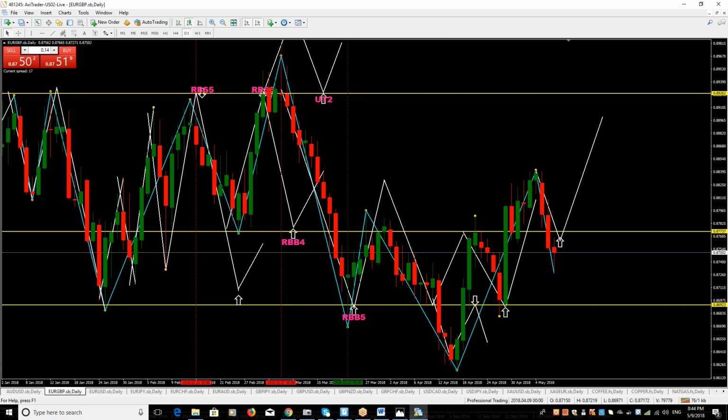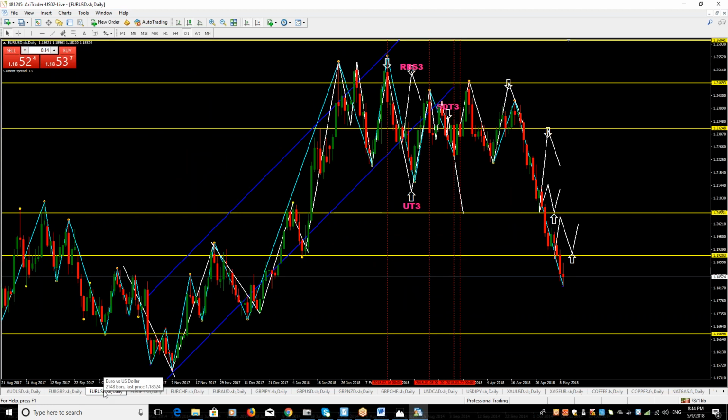Okay. Nothing there. See, if you look at this point here, every time the market comes up to this zone, it turns back around.